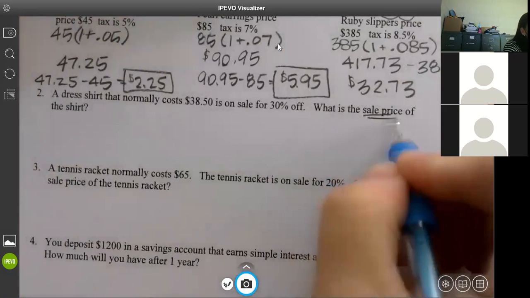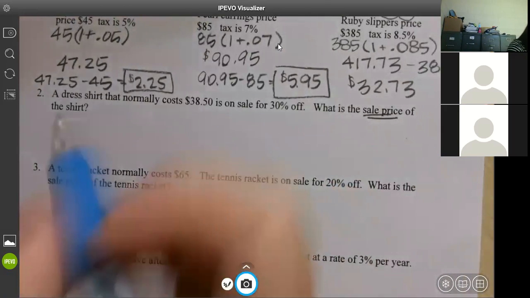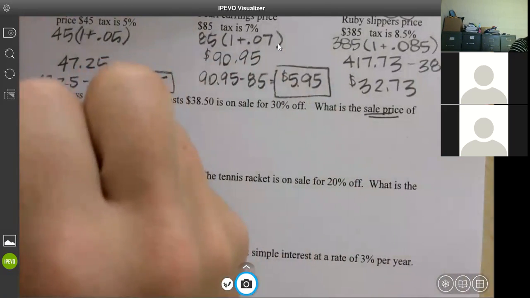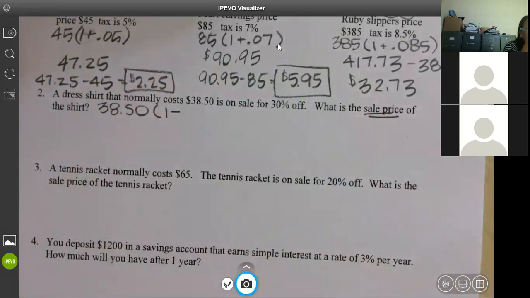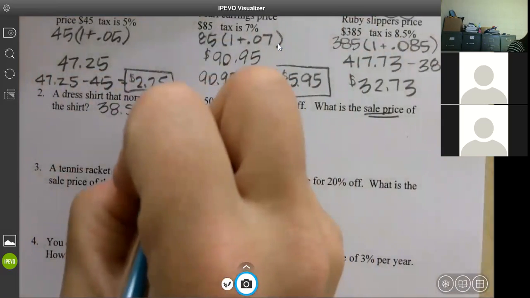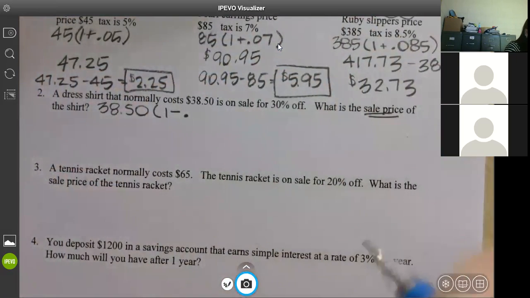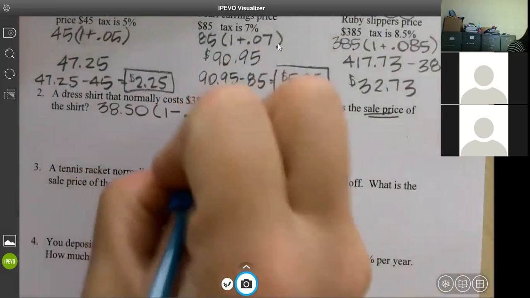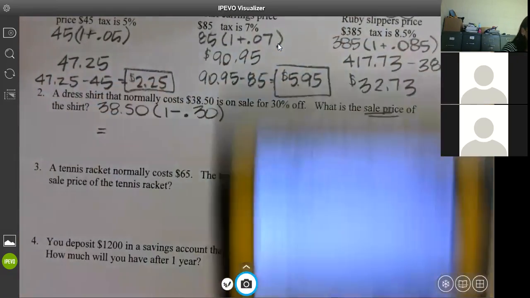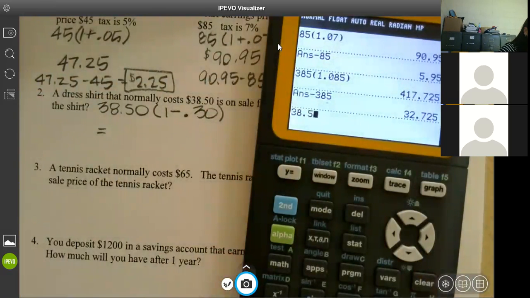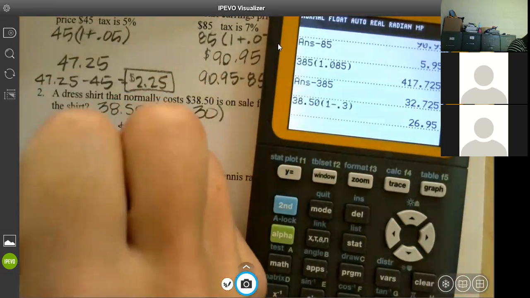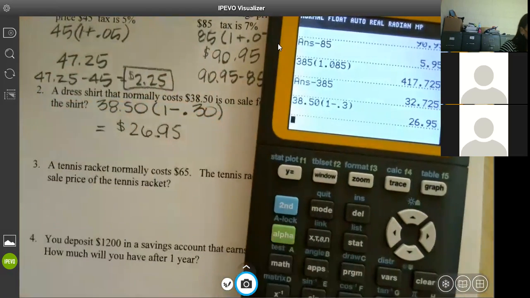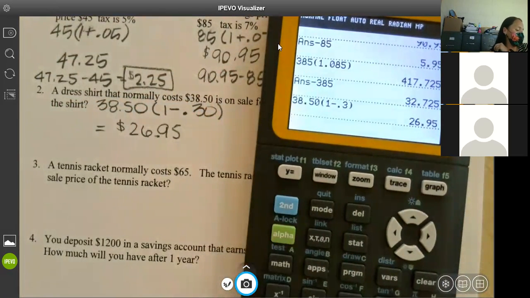Yes, it's on sale, so that means I'm taking money off, right? So we're going to do the price, $38.50, times 1 minus, and what's my percent as a decimal? 0.30. It just wants to know the price, so we're just sliding this right into our calculator. $38.50 times 1 minus 0.3 gives us $26.95. That's it.